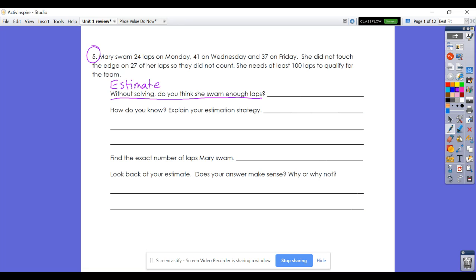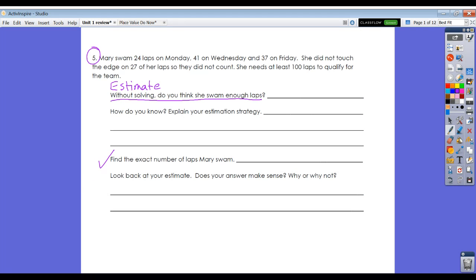Let's look ahead. Then it's going to ask us find the exact number of laps Mary swam, and then look back at your estimate. Does your answer make sense? Why or why not? Now, you know me. I actually like to start with the exact answer, and then I like to go back and make my estimate later. So I want you to put a little check next to this first part, find the exact, because we're actually going to do that first.